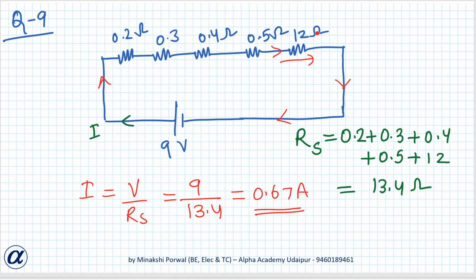Even though in the question we are asked to find the current through the 12 ohm resistor, if we are asked to find it through any of these resistances, the current will be the same because they are all in series, and in series current remains the same. So the current will be 0.67 amperes. Is it clear to everybody?